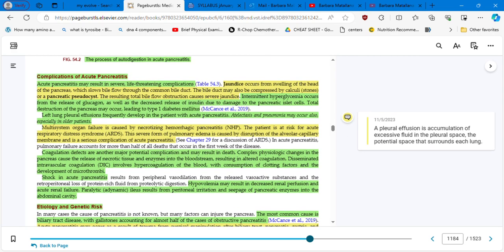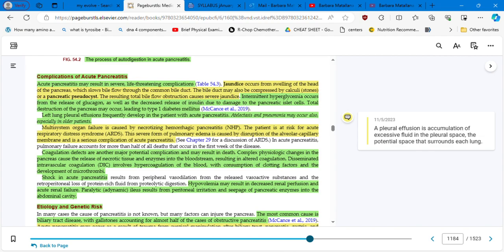Acute pancreatitis may result in severe life-threatening complications. We know that. So we are going to have jaundice from the swelling of the head of the pancreas. Also, we can have the pancreatic pseudocyst, as we mentioned before. Maybe we are going to have intermittent hyperglycemia. Remember that this can be caused by the release of glucagon as well as the decreased release of insulin due to damage to the pancreatic islet cells. And remember that there is an exocrine activity and an endocrine activity.